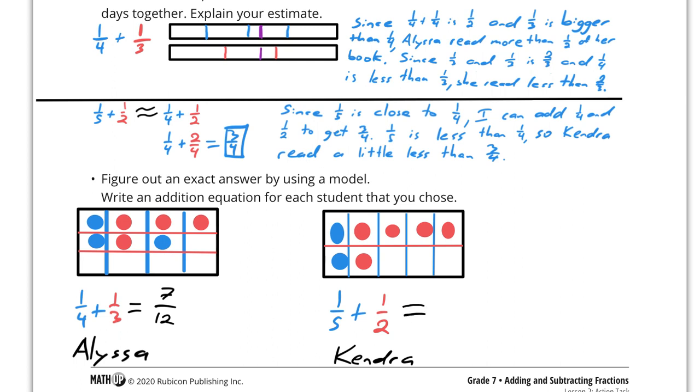Our answer is going to be out of 10 because we have 10 total spots. And how many of them are covered? Or how many of them are filled? We got 5 up here, 6, 7. So in total, 7/10 of Kendra's book is finished.